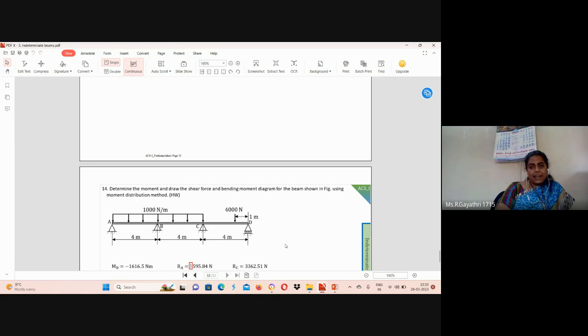So we can consider span BCD alone. Span BCD alone. Very simple. It may look very tough, but very simple. Here we can see uniformly distributed load till section C. So we can directly fix MB value. MA value will be 0. MD value will be 0. We can consider only span BCD. Three moment equation for span BCD. We can solve it very easily. Okay. So try to consider span BCD alone.